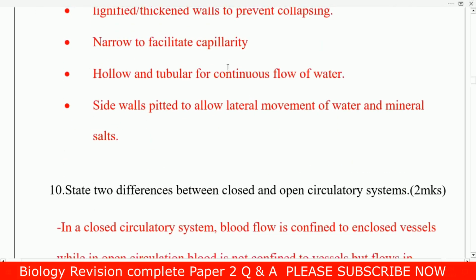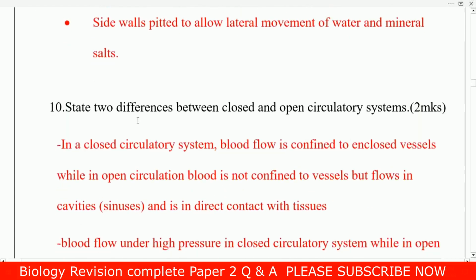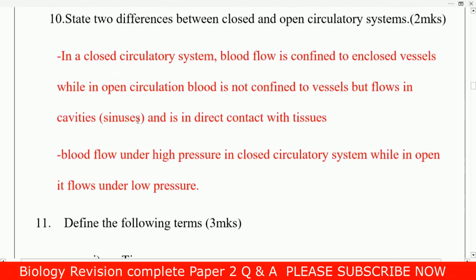Number 2, they are narrow to facilitate capillarity. Number 3, they are hollow and tubular for continuous flow of water. And then number 4, in the last one, side walls are pitted to allow lateral movement of water and mineral salt. Let's go to question number 10.